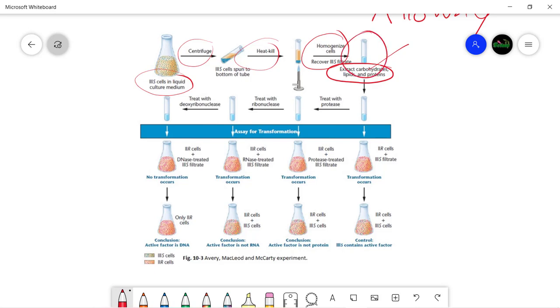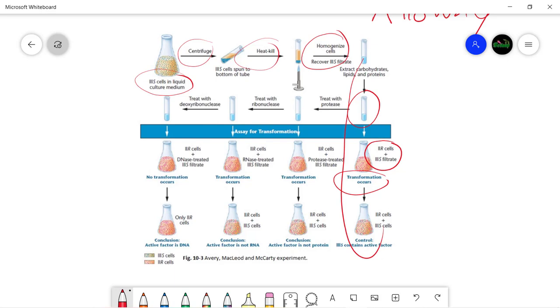So this is the extract. What they did next was to treat this extract with various chemicals to find out the transforming principle. So they took the extract, mixed it with the type 2R, and what happened? Transformation occurred. So this is their control experiment. I repeat again that they took the extract, filtrate, and mixed it with type 2R, and transformation occurred. Simple.